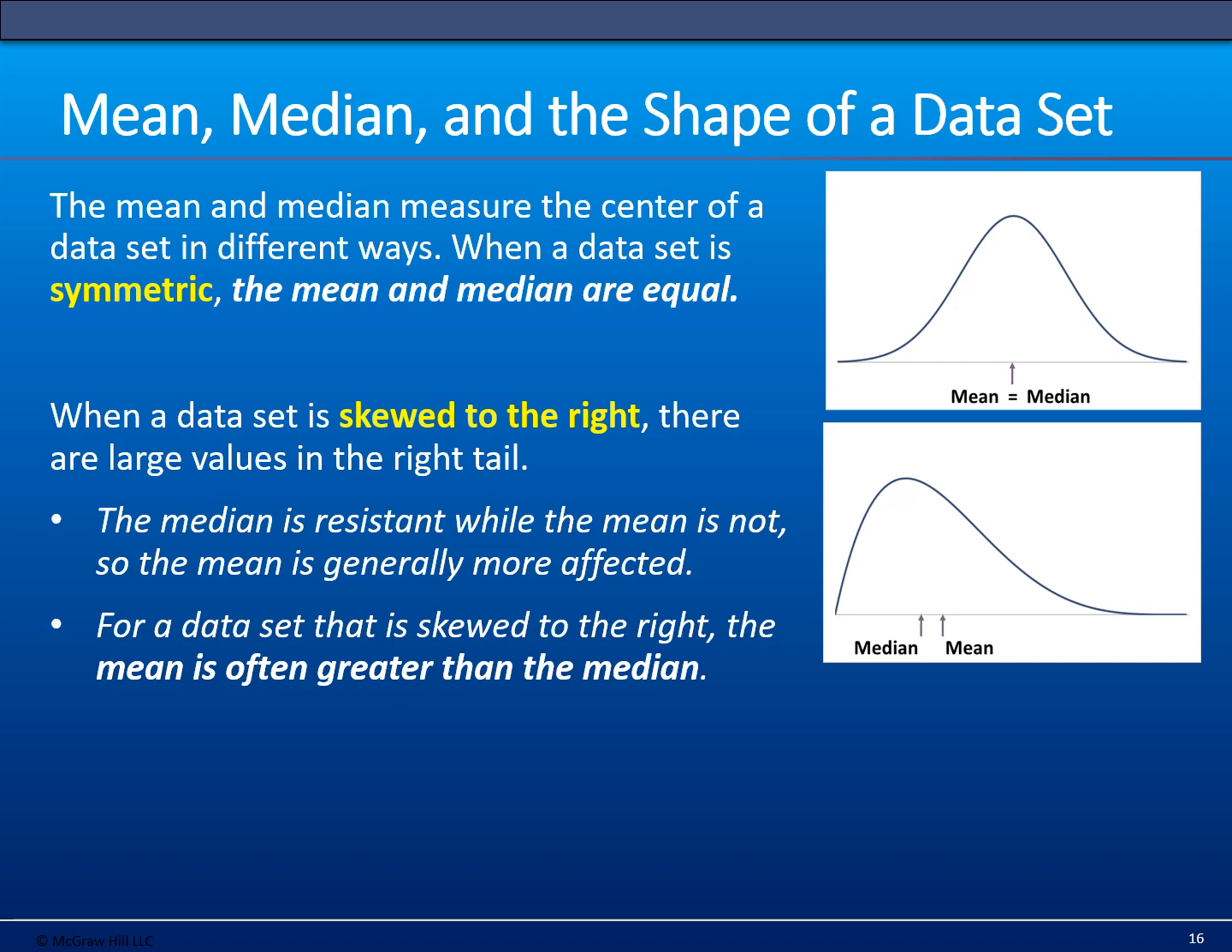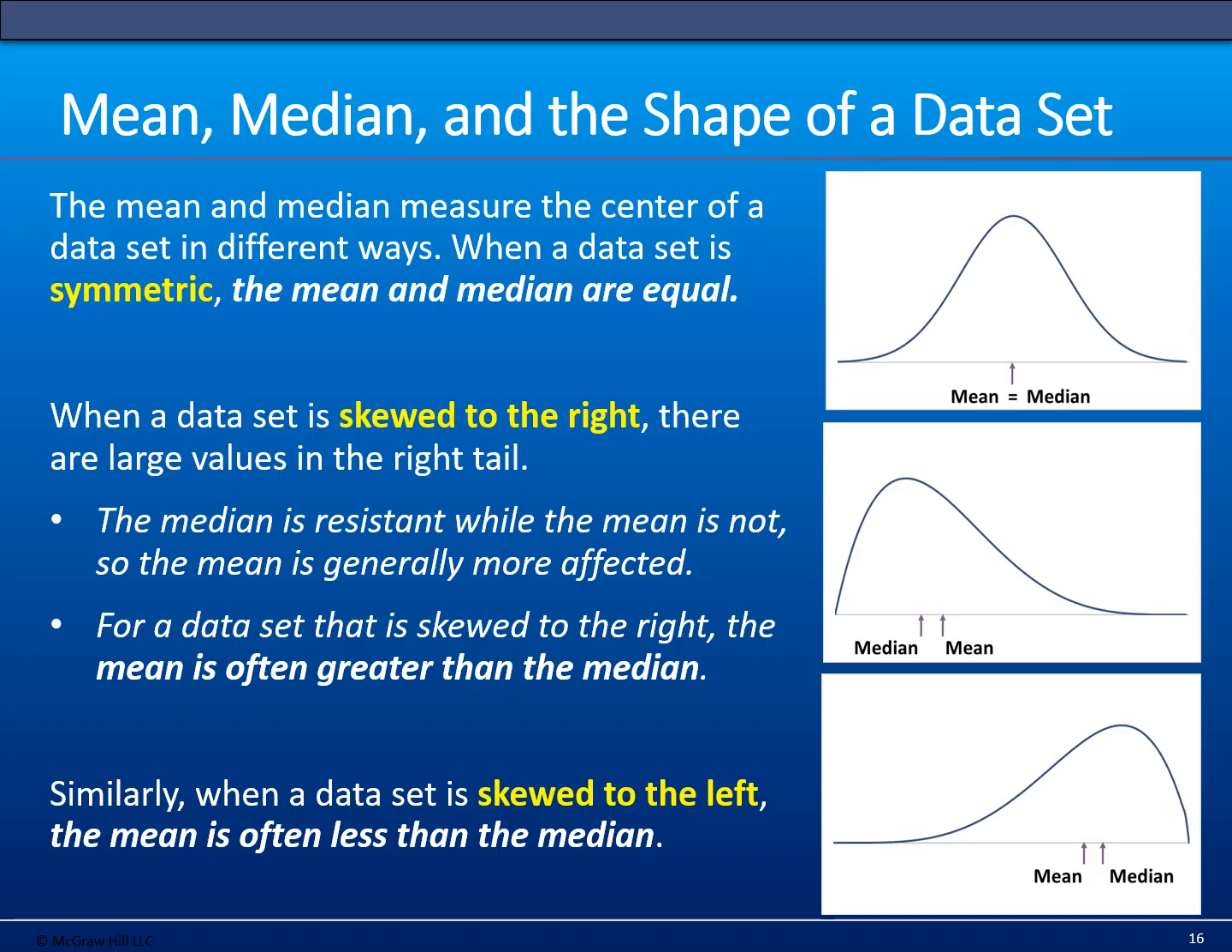When a data set is skewed to the right, there are large values in the right tail. That pulls the mean in that direction, to the right. The median is resistant, so while the mean is not resistant and is being pulled to the right, the median pretty much stays in place. For a data set that is skewed to the right, the mean is often greater than the median. Notice for skewed to the right, the mean is to the right. When a data set is skewed to the left, by similar arguments, the mean is pushed further to the left than the median would be.